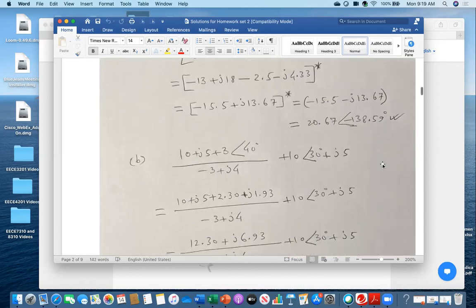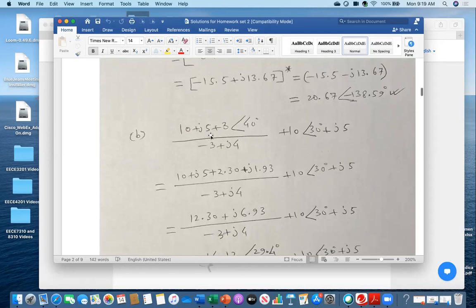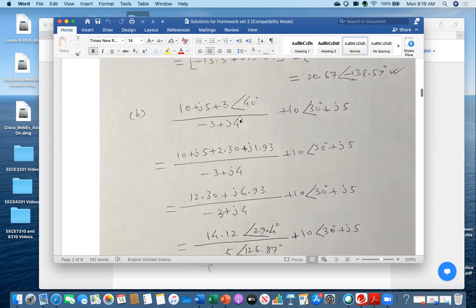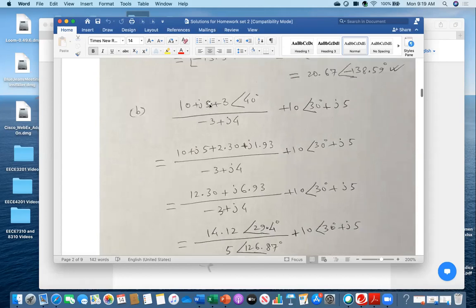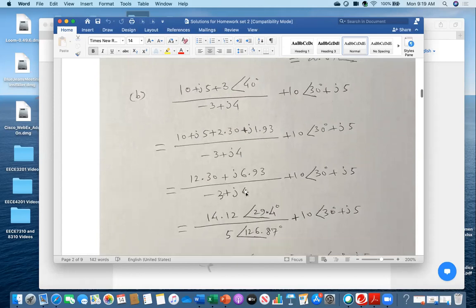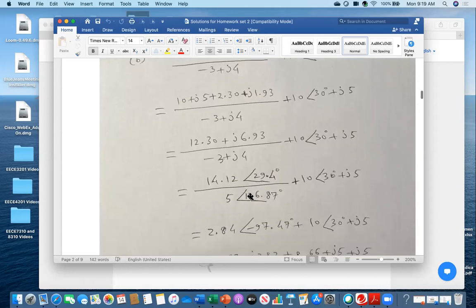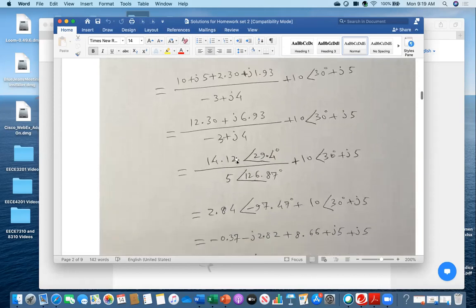And then the next one was 10 plus J5, 3 at an angle of 40 degrees, over this one, plus 10, this one, plus J5. Because there is division, you have to express it in polar form, then you can divide. That's why first I keep this one as it is. I converted this one into rectangular form. And then I am operating, the denominator is still the same. And then I converted this one into polar form.